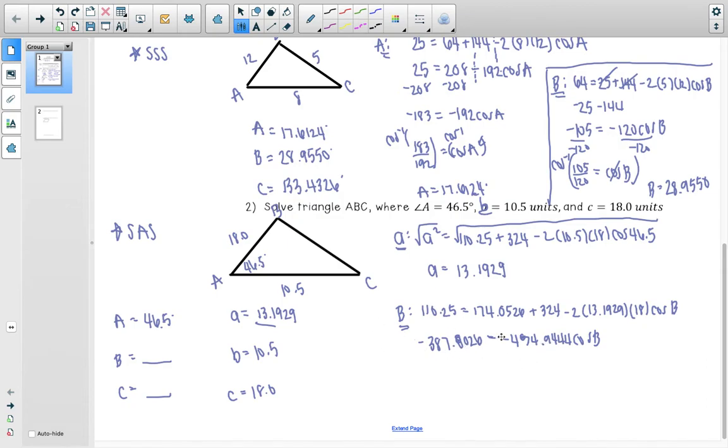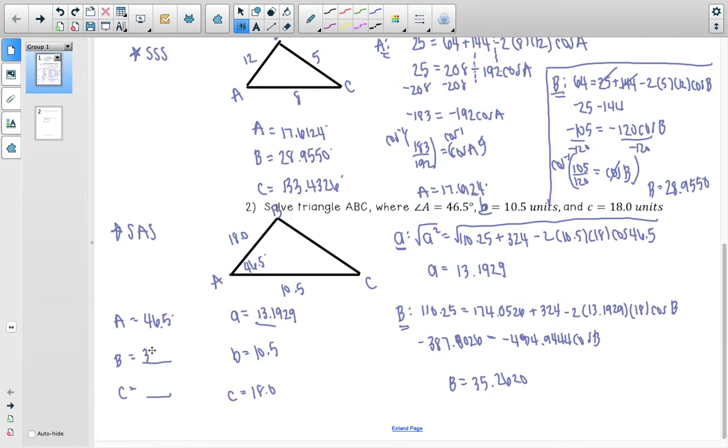Then you're going to divide this over, which looks bad, and then you're going to do inverse cosine. Let me do it in my calculator real quick. You're dividing the 387 by the negative 474.944, which comes out as a decimal of 8.16522. Then you do second inverse, and then you plug in that answer, and you get B as 35.2620, as it rounds out that last term.